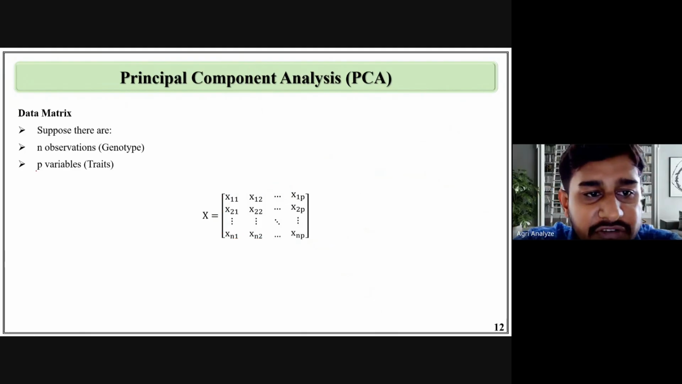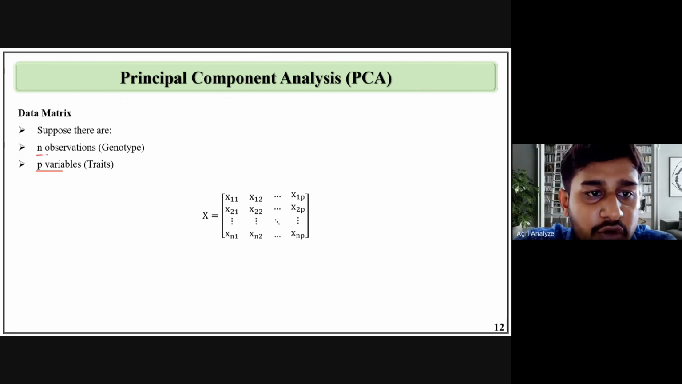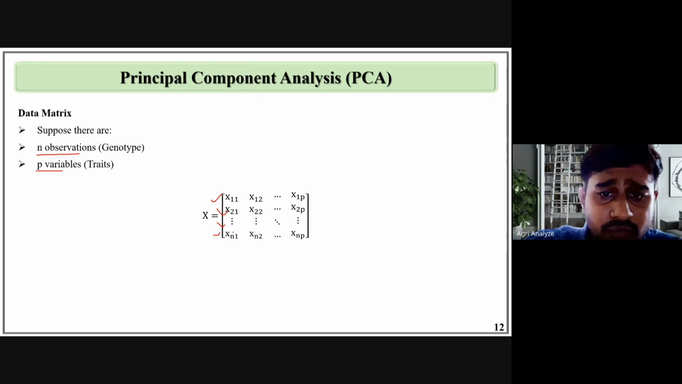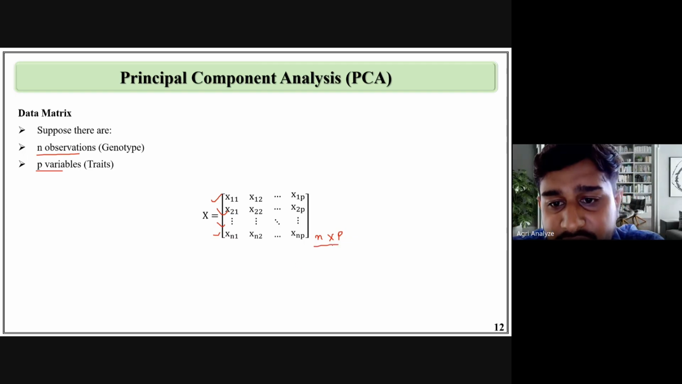So we have p variables, so here we have p columns, 1, 2, 3 up to p. Here we have n observations. N observations means if we have n genotypes, we have n rows, 1, 2, 3 up to n. So we have an n by p matrix. Always a matrix is denoted as n by p, where n is the row and p is the column.